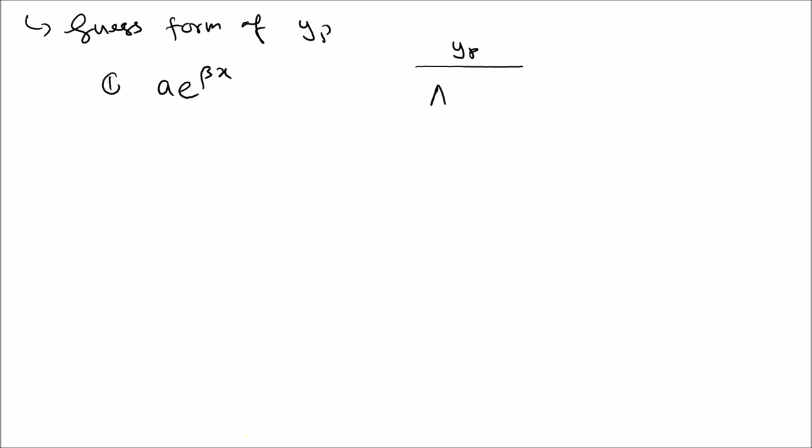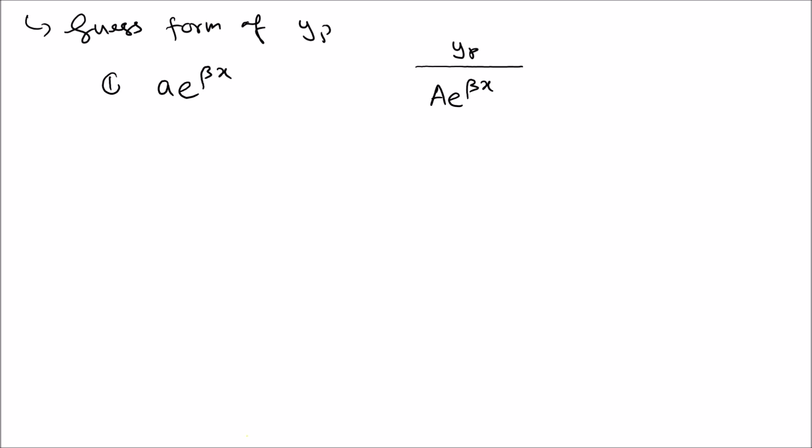We guess the form of yp. So we're going to follow this table. The first type: if we have a number times e to the beta x, where beta is another number, then the form of yp is going to be A e to the beta x. The goal is to find A.